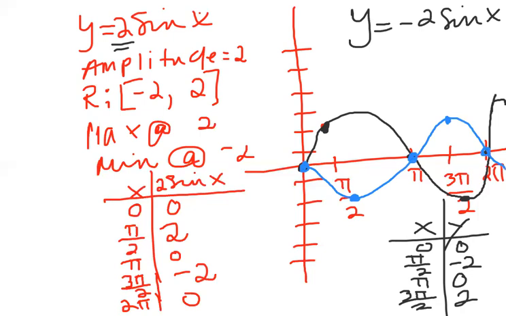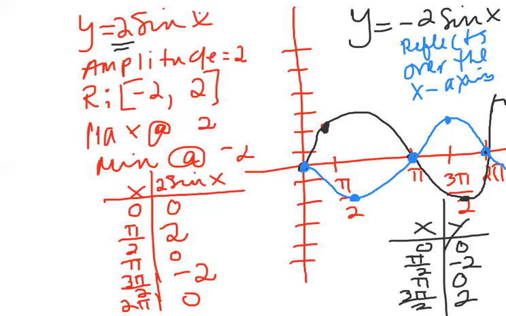So guys, look at that, okay? So the graph just reflected over the x-axis. That's all. That's what that negative did. It reflects the graph over the x-axis, okay? And just like that, we're done with the sine graph.